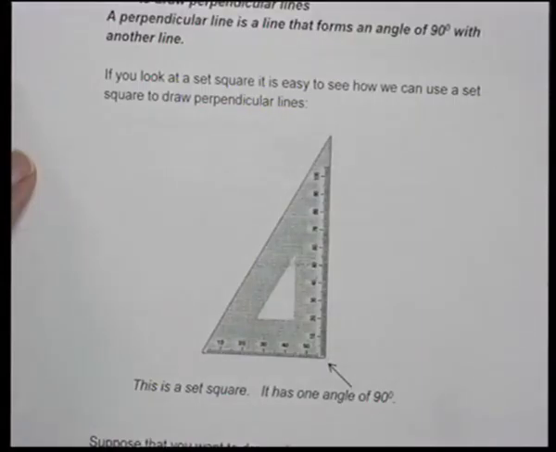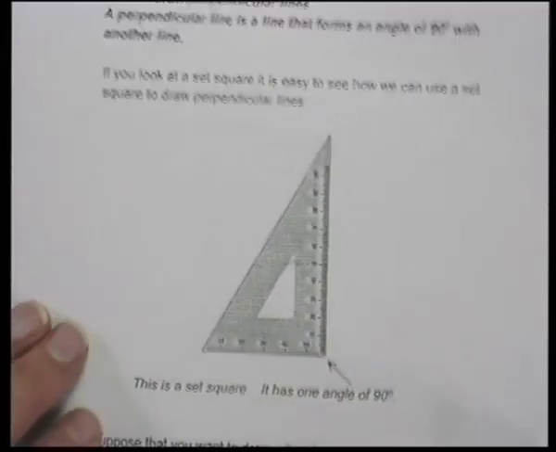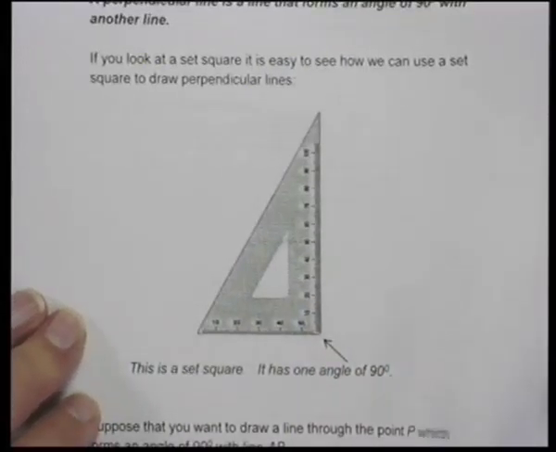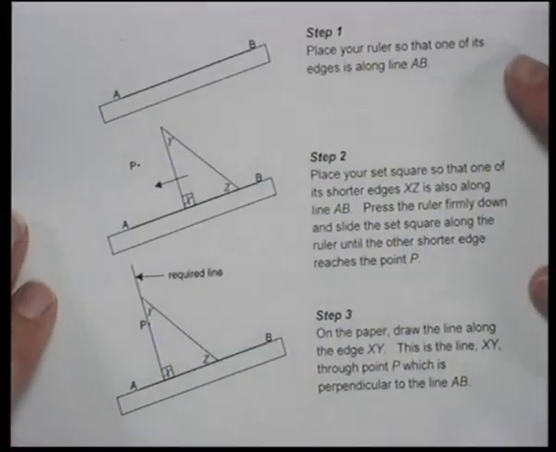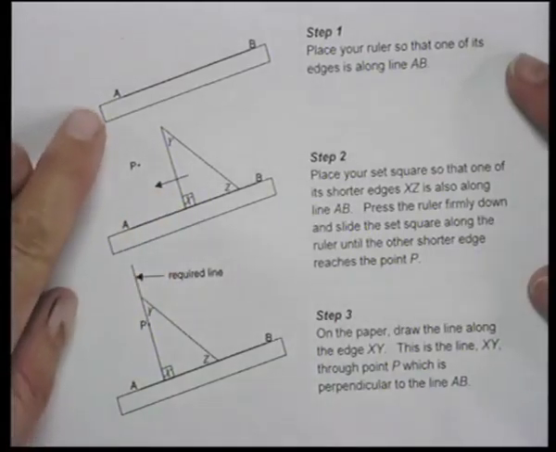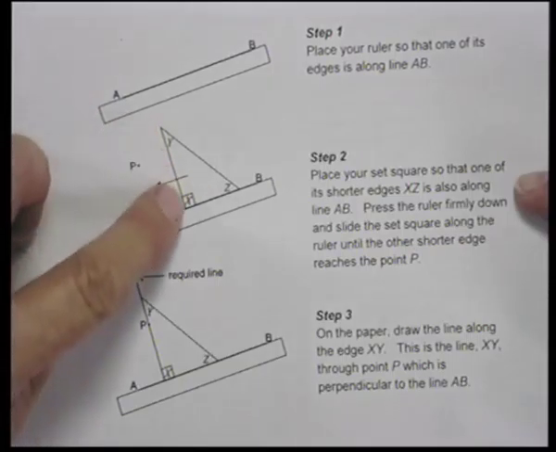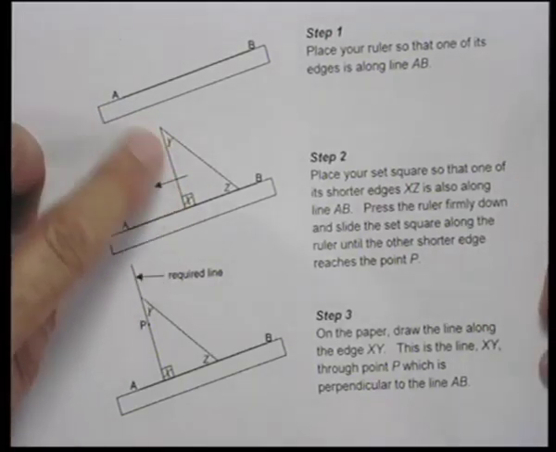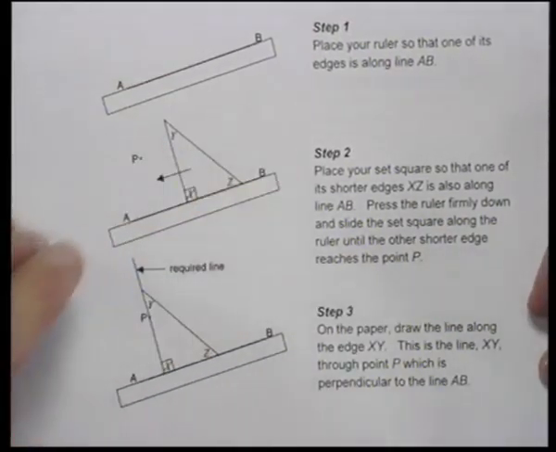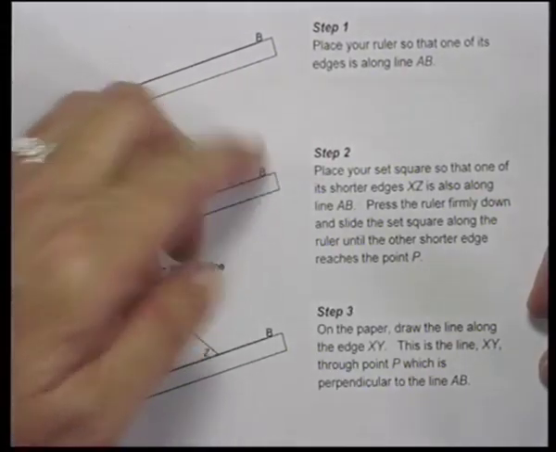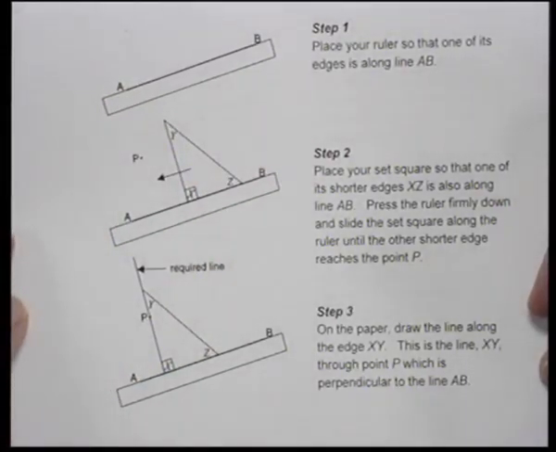This is a set square. It has one angle of 90 degrees. It's important to teach the learners what 90 degrees is. How to draw the line AB and then a perpendicular line on it. We have the AB, and we can place our set square on top of it and just draw a straight line vertically on the horizontal line. So it's the vertical line on the perpendicular line, BAB.